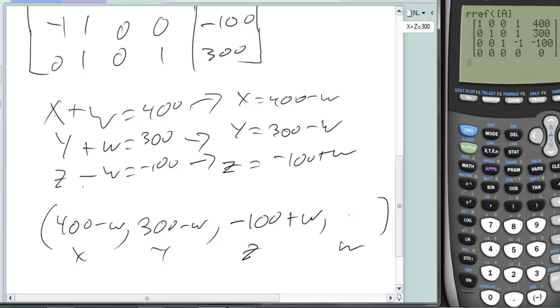So last but not least, what do I write for w? Well, I just write w because it's arbitrary. What I'm saying is pick any value for w, and I'll tell you the rest.